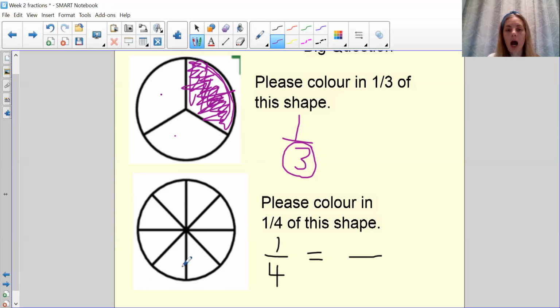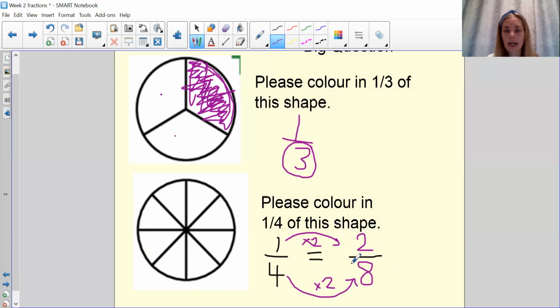Now this one I wanted a quarter, but I have divided the shape into 8 equal parts. So using my knowledge from yesterday, how can I make a quarter into an equivalent fraction, which means it's going to be worth the same amount, but they have not given it to me as 8s. So what can I do to the 4 to get 8? What did I do? Right, I multiplied it by 2. And whatever we do to the one number, we need to do to the other number. So I need to multiply the 1 by 2, and I get 2.